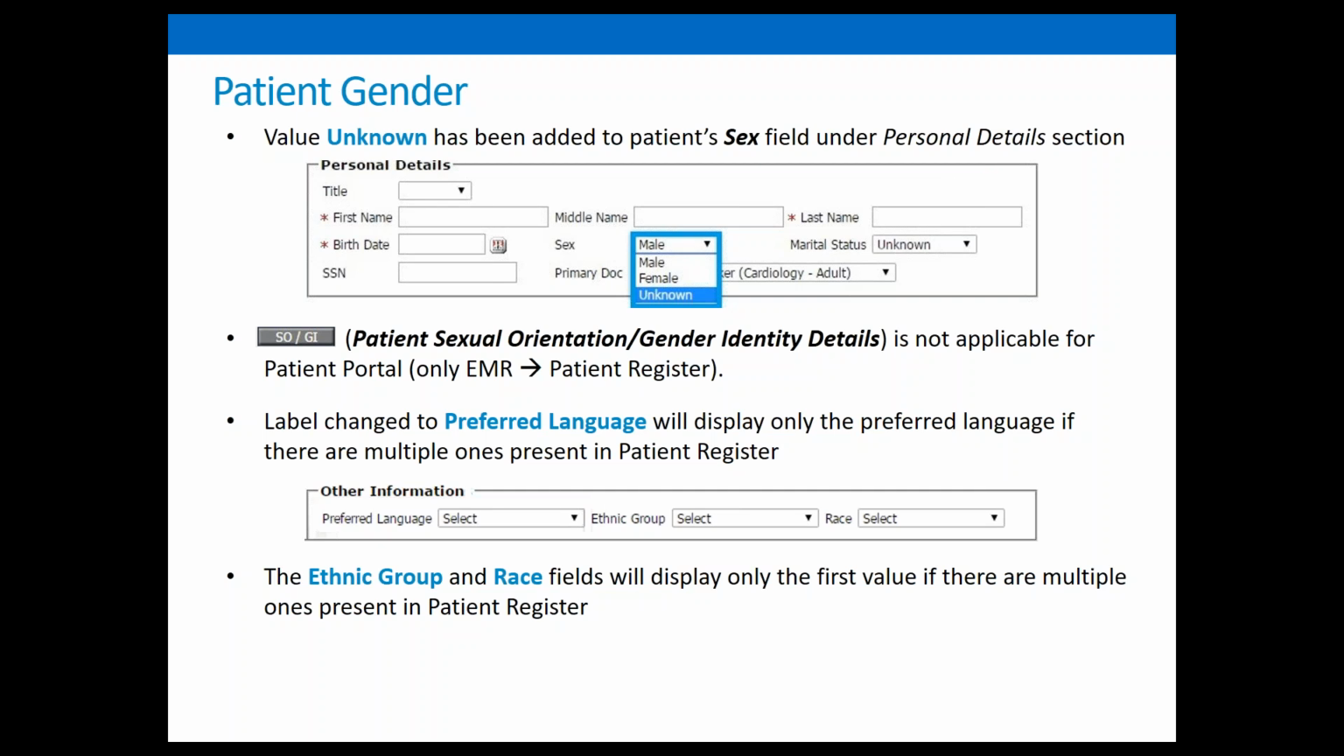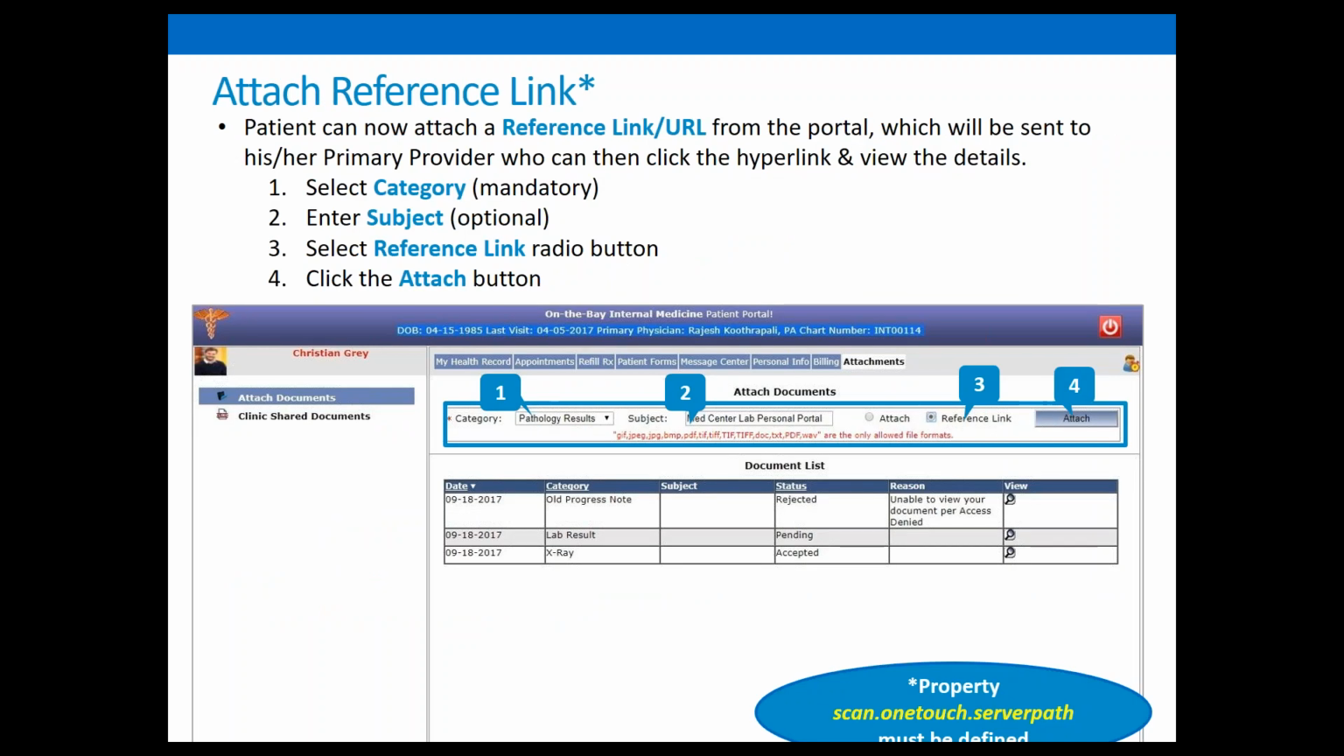The label change for preferred language now is going to display only the preferred. So even though you can accommodate up to 10 languages in patient register, the patient will only see their preferred. And the same with ethnicity and race.